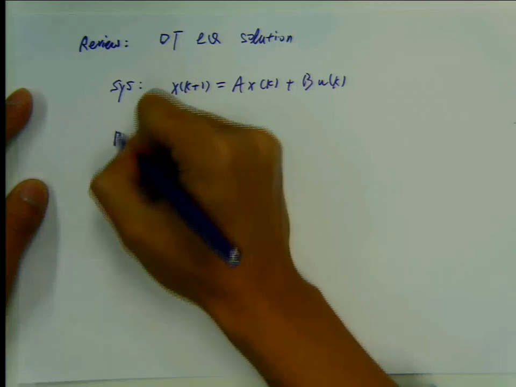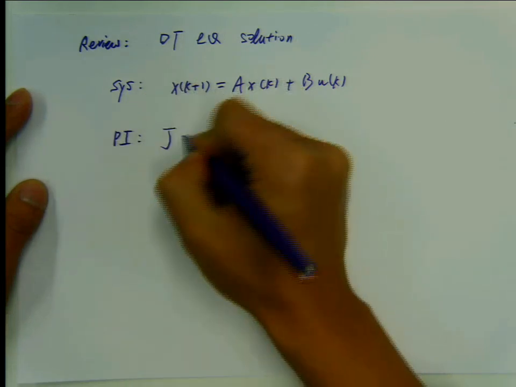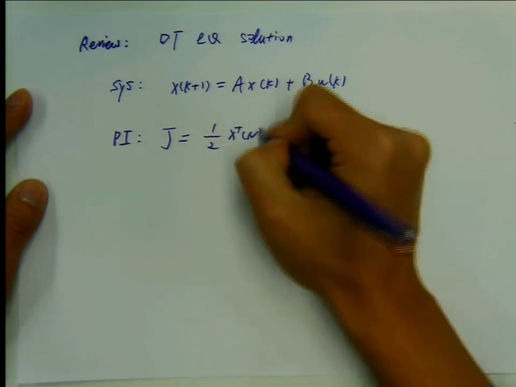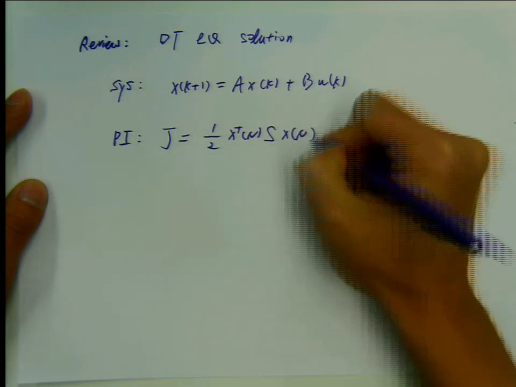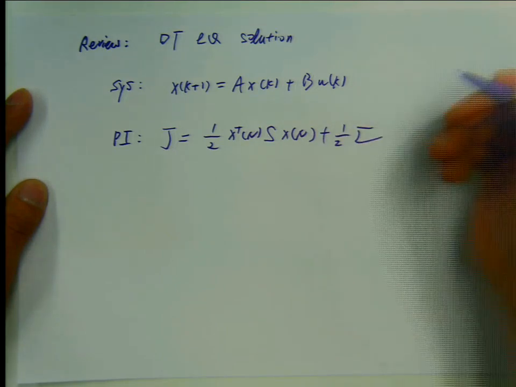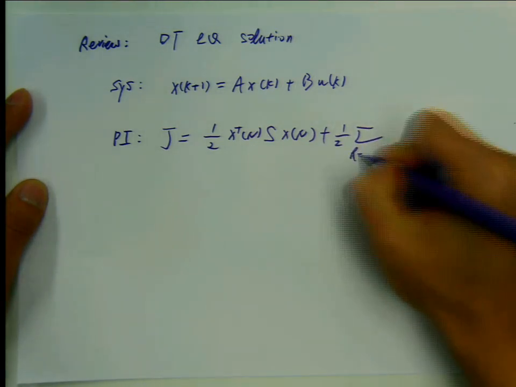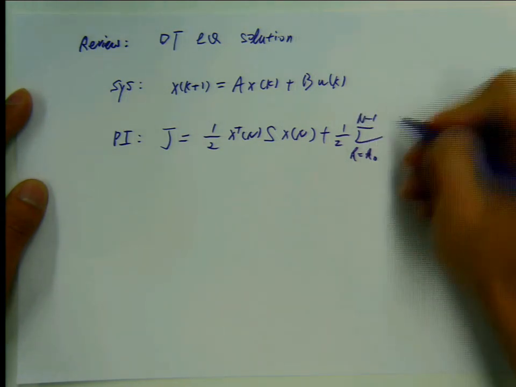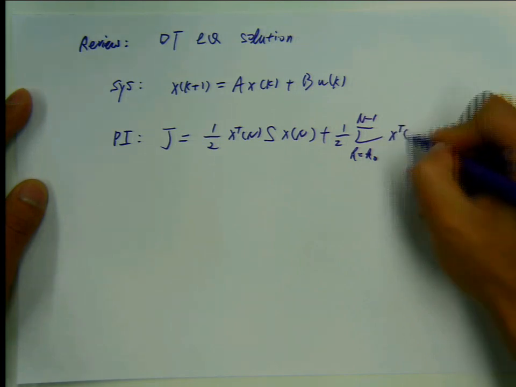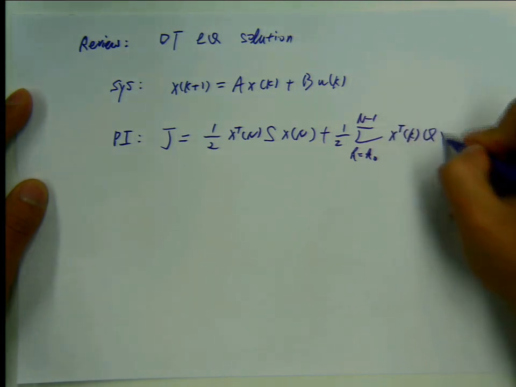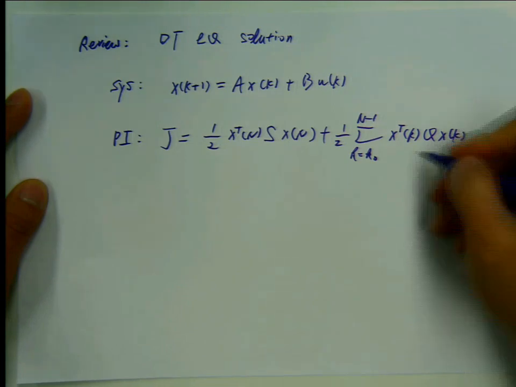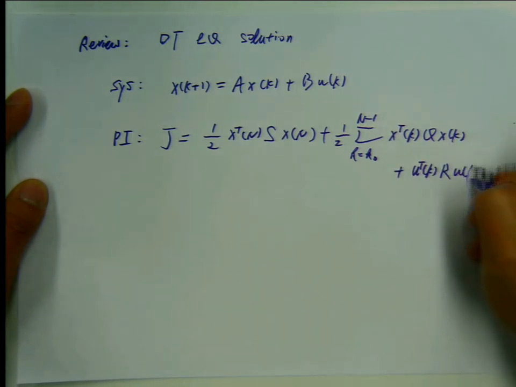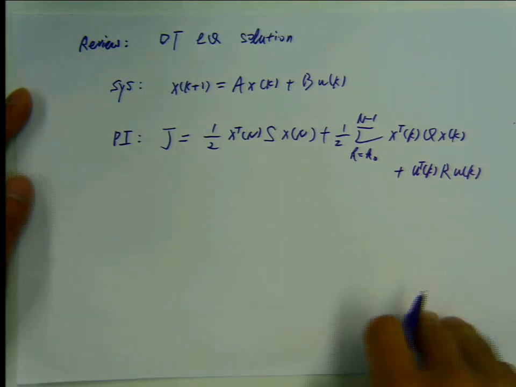And our performance index, which you are probably becoming very familiar with, is the terminal cost plus a sequence of costs along the path. Let's say we start at k0. I'm going to have X transpose k, Q, X_k plus U transpose k, R U_k. This is the performance index.